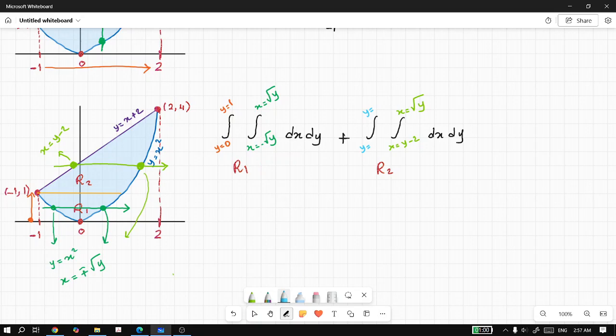Now we are coming to the limits of y for region 2. For region 2, I'm moving this one here, and this is the point 4. For region 2, where does it start and where does it end? Region 2 starts from here and ends here. So it's starting at 1 and ends at 4.